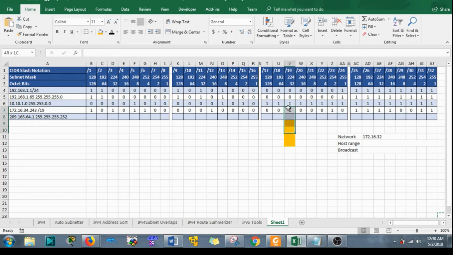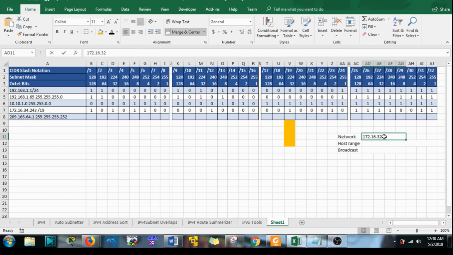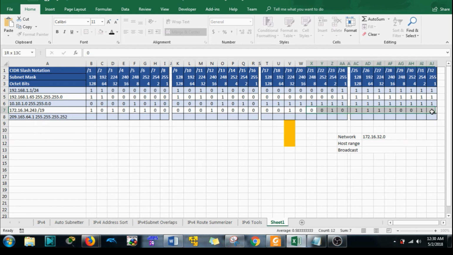Because this octet is split right here, this portion over here is the host address. From here back is the network address. So to find out our network address, we only have to look at the numbers up to that point. So then it would still be 172.16.32.0 because nothing else matters. Imagine that these are all turned into zeros. Okay, so those are all zeros. That is your network address.